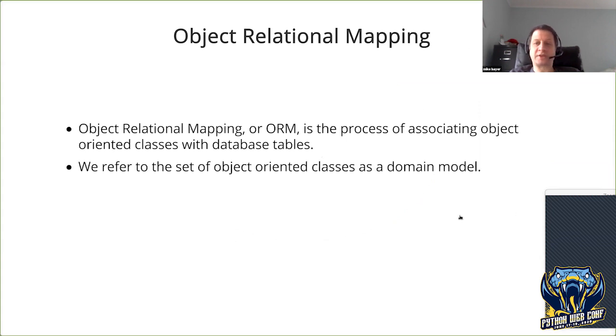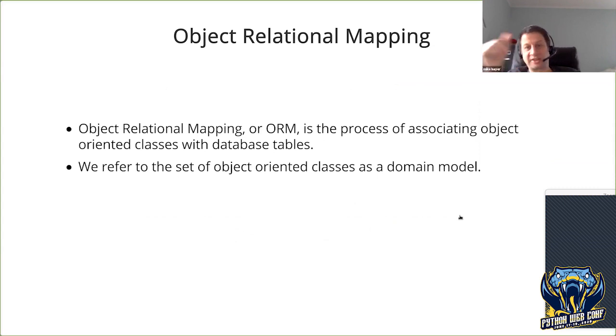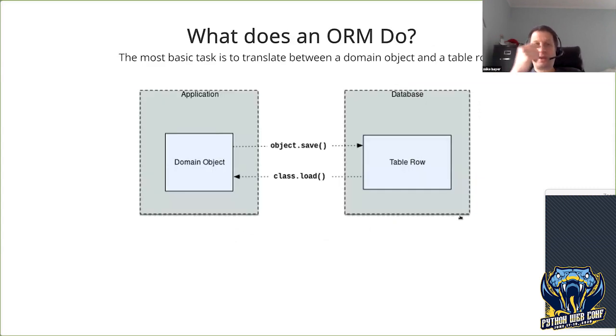Let me go back. We refer to the set of object-oriented classes as a domain model. The most basic task of an ORM, any ORM, the very first thing it needs to do is to be able to translate between a domain object and a table row. And the thing I want to note about ORMs is that I feel that you have to be using object-oriented classes.